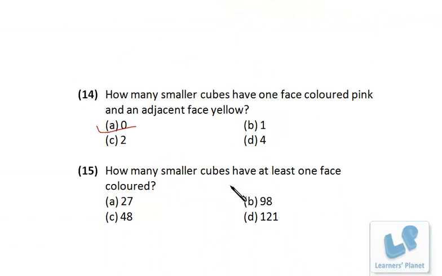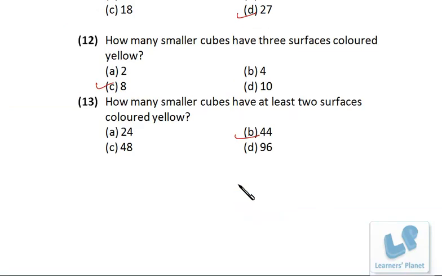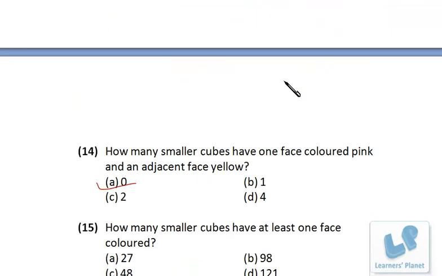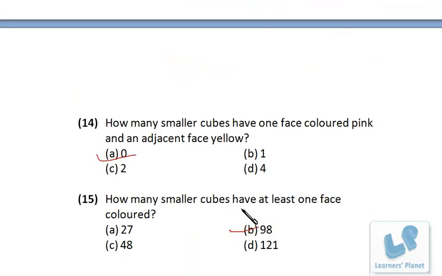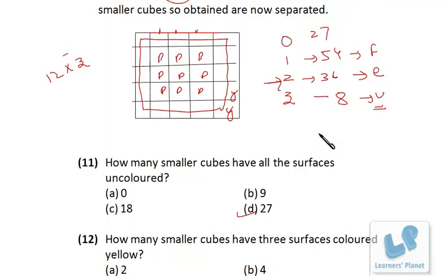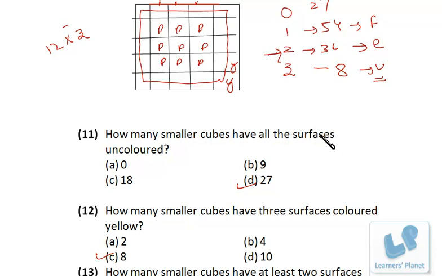Okay, now how many smaller cubes have at least one face colored? From entire 125 deduct 27, so that's 98 pieces will be having at least one surface colored. Okay, isn't it so simple? Once you have found these details, after that the problem is very easy. In all, this sort of question will not take more than 2 to 3 minutes to solve 5 to 6 questions. Okay.